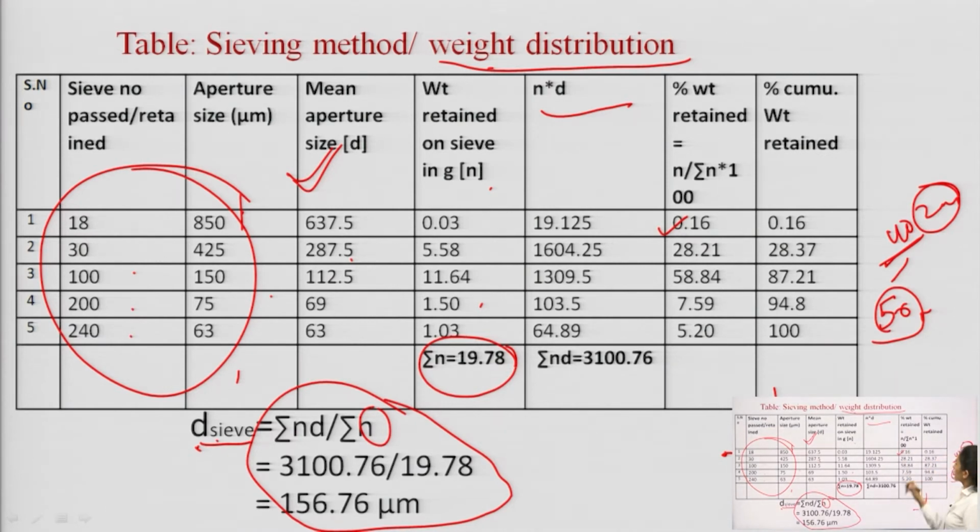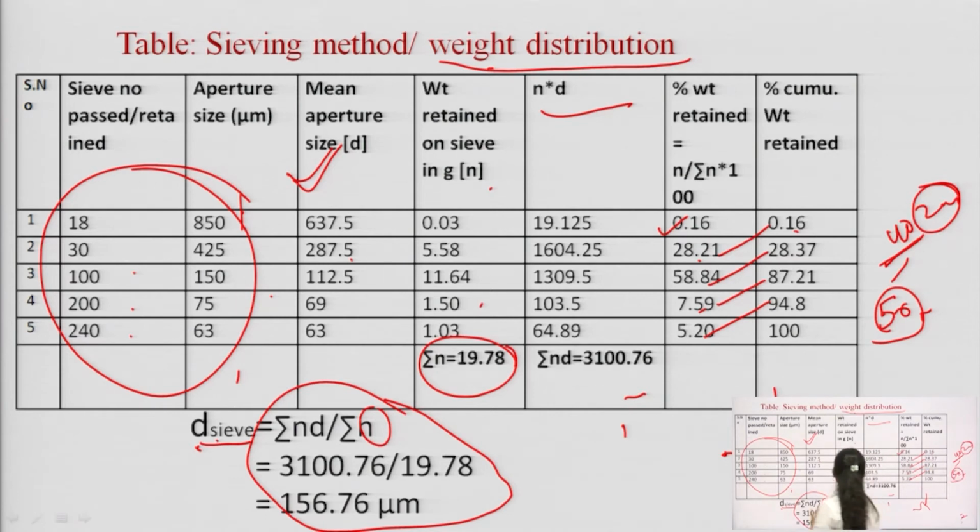Percentage cumulative weight retained. For the calculation of the percentage cumulative weight retained, in the first row you have to put the same data, 0.16. In the next, this is a diagonal addition: 0.16 plus 28.21 equals 28.37. Now 28.37 plus 58.84 is 87.21. 87.21 plus 7.59 equals this, and this plus this equals this. So to find the cumulative weight retained, we have to diagonally add up the data. In this way, complete this table.